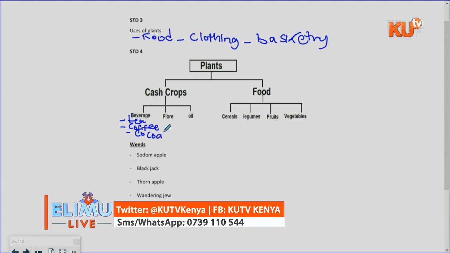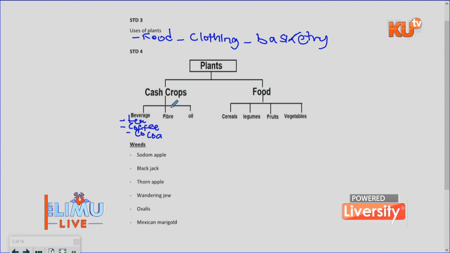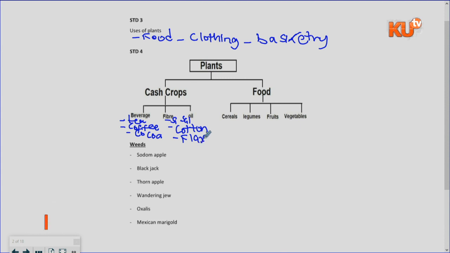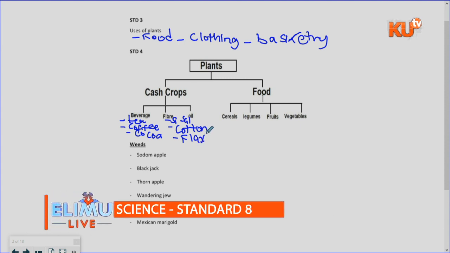We also have fiber crops. Fiber crops, I've said, have a thread-like substance in them. So when I talk about fiber crops, I'm talking about sisal. I'm talking about cotton. I'm talking about flax. Those are examples of fiber crops that you have.